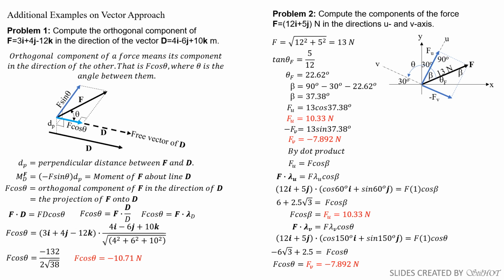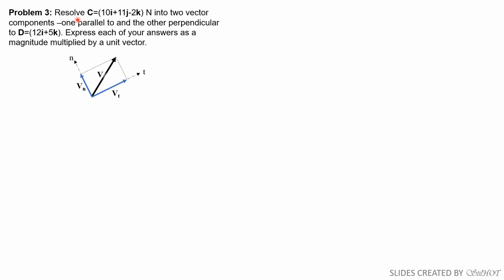So let's proceed to example 3. We resolve the vector C, 10 I plus 11 J minus 2 K newtons, into two vector components, one parallel to and the other perpendicular to the other vector D with components 12 I plus 5 K. Express each of your answers as a magnitude multiplied by a unit vector.